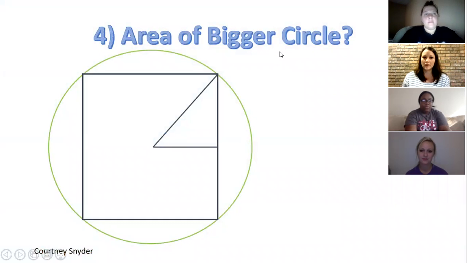All right, Courtney, what is the area of the bigger circle? That is a good question. We have a square and we have a big circle that is surrounding this square. And then we know we can find the area of a circle using, sorry.